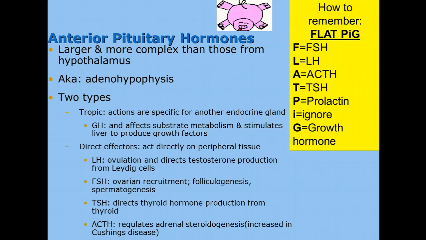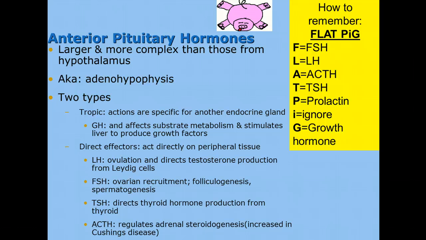So there's a couple different types. We have tropic and direct effectors. The tropic hormone acts on another endocrine gland. An example of that would be growth hormone. The direct effectors act directly on a peripheral tissue.